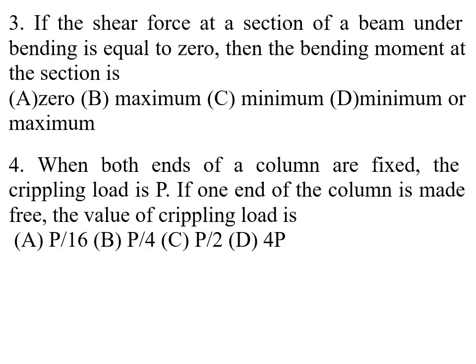If the shear force at a section of the beam under bending is equal to 0, then the bending moment at the section is? Where the shear force at the beam is 0, the bending moment at that section is maximum. When both the ends of the column are fixed, the crippling load is P. If one end of the column is made free, the value of crippling load is?